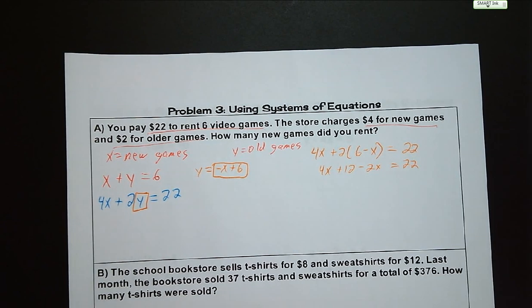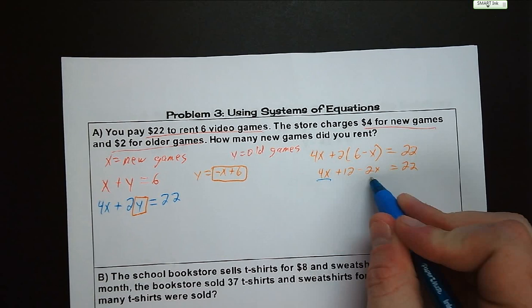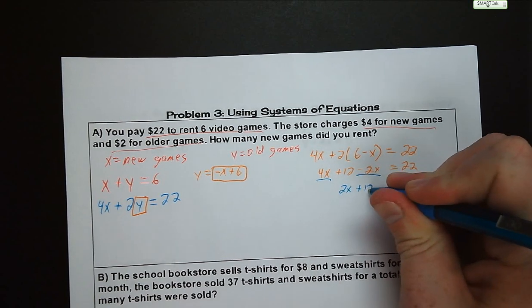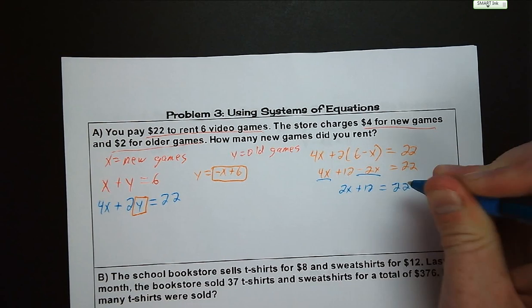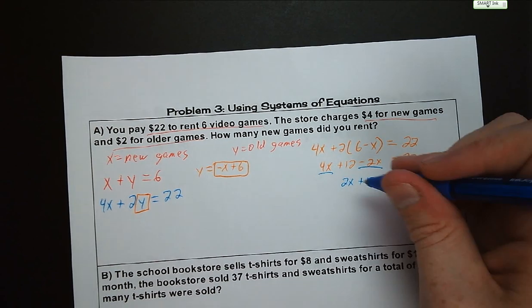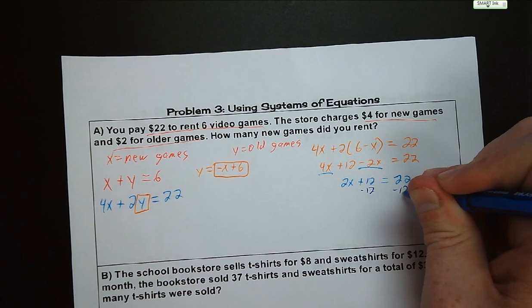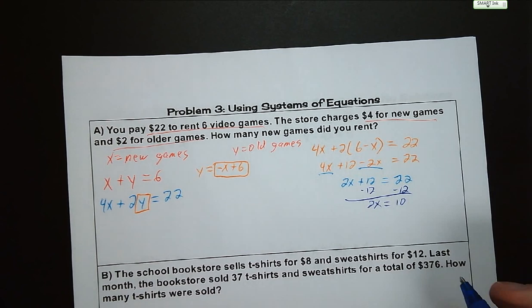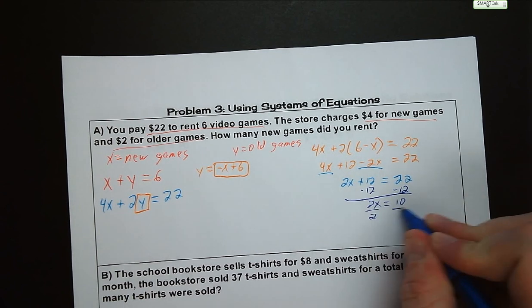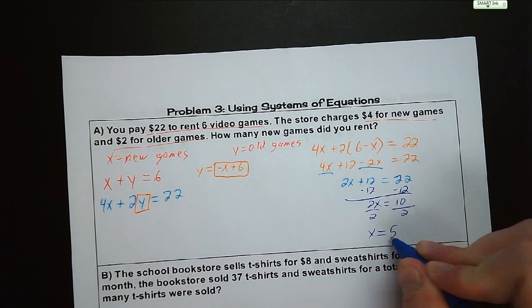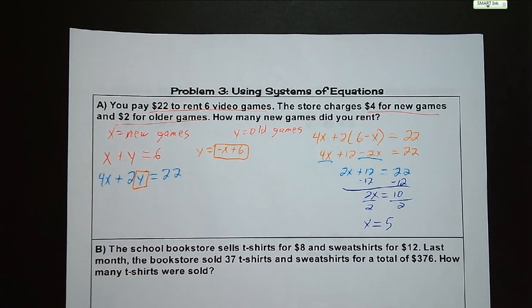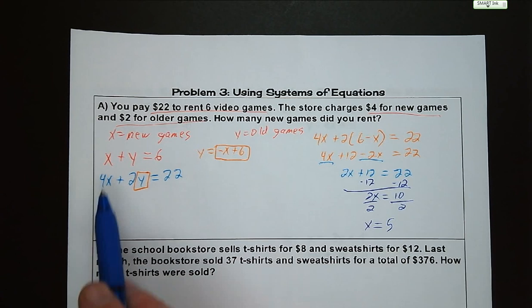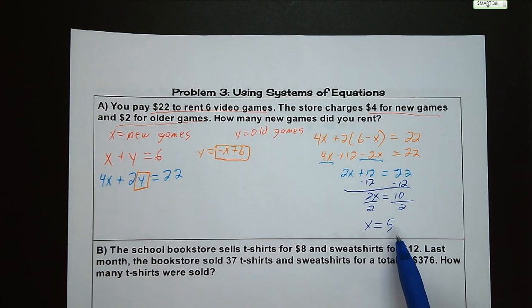Our next step, combine like terms. 4x minus 2x is 2x. Plus 12 equals 22. Subtract 12 from both sides. 2x equals 10. Divide by 2. X equals 5. Now, the question we asked at the beginning was, how many new games did you rent? And new games are x. So we are done. We don't need to find y.